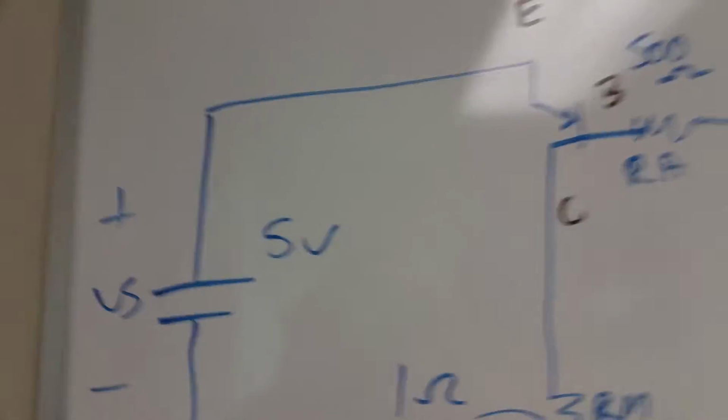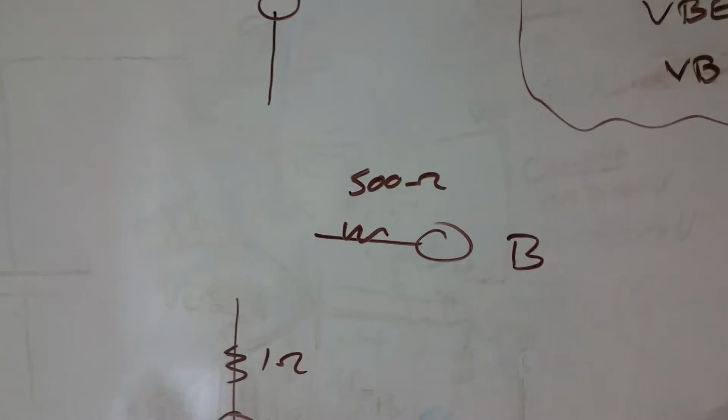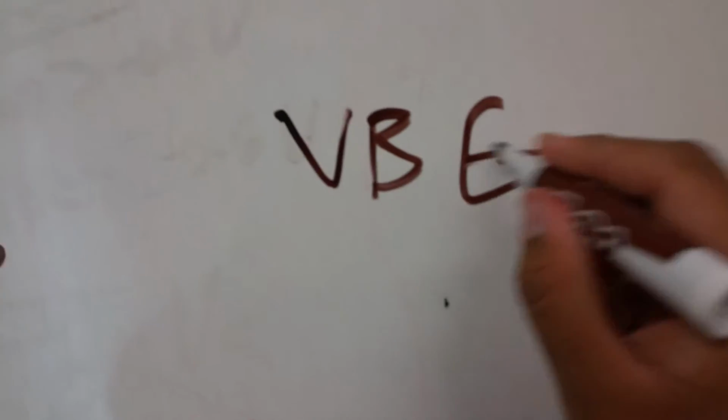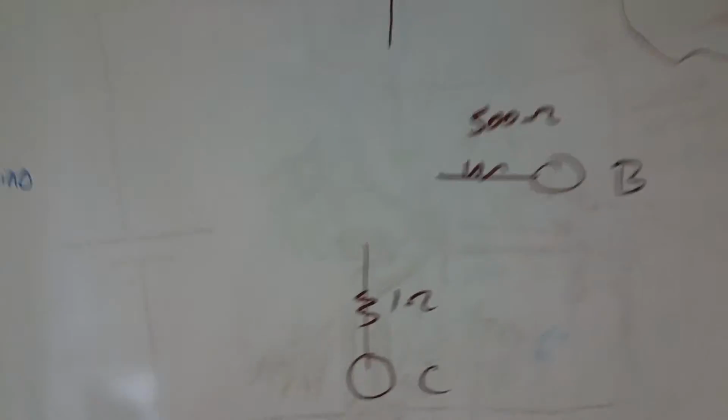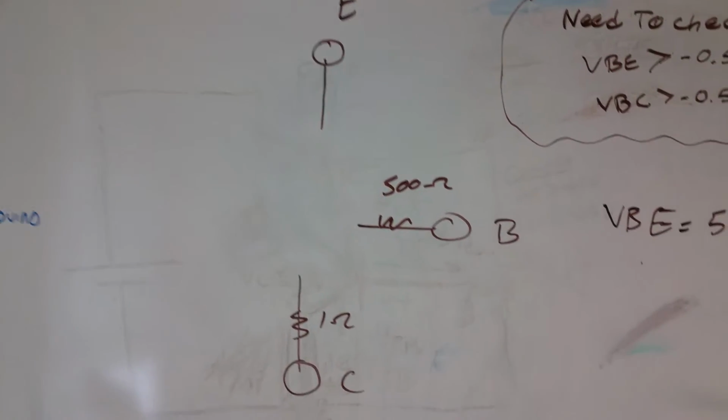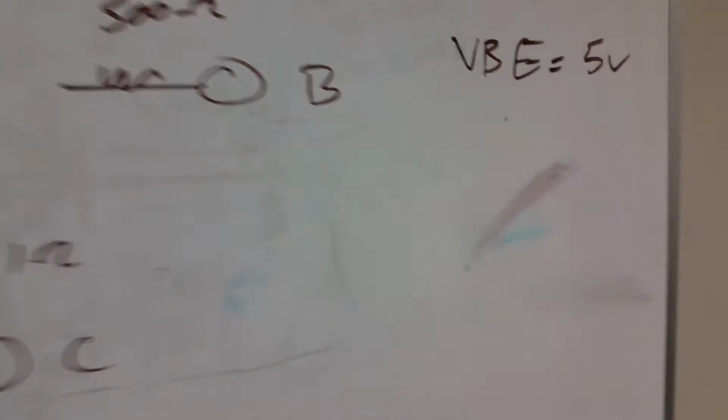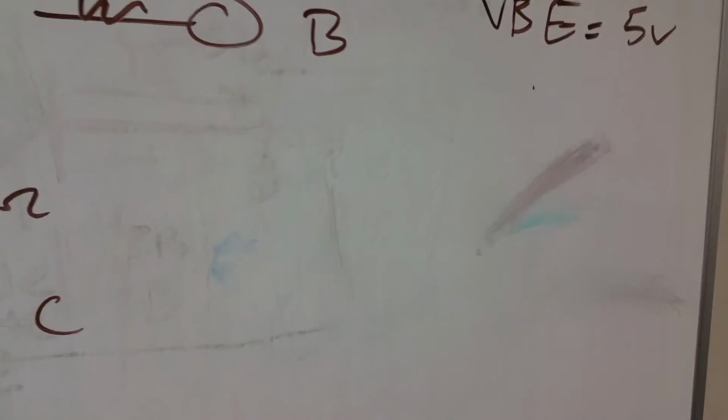So right now, I know just from this picture that VBE, even though these are still disconnected, is going to equal 5 volts. And it's going to equal 5 volts because, even though they're disconnected, current might not be flowing, but voltage is still going to flow between these two. So we're still going to have voltage drop between E and B, which is 5 volts. VBC is what we need to test.